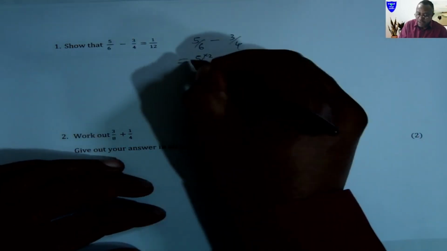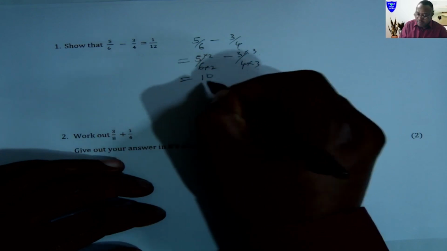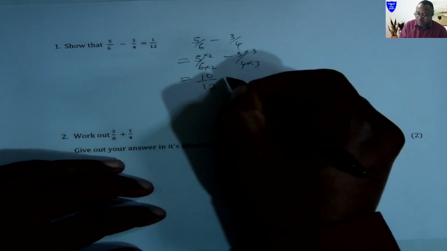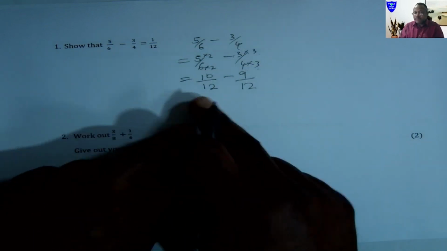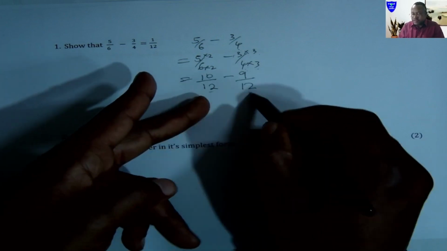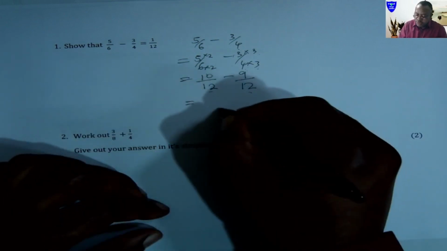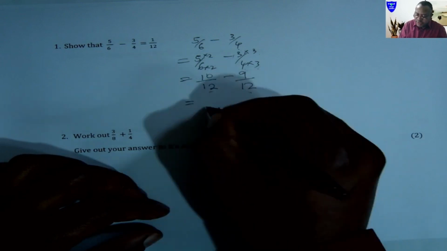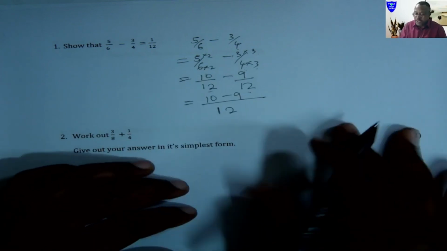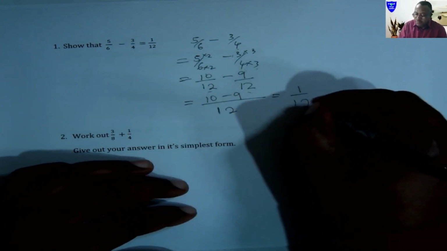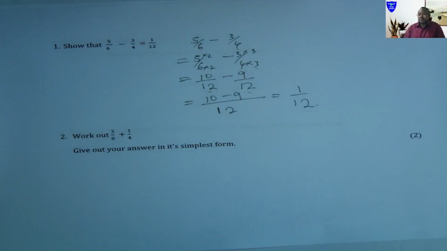Okay? So then I'll have 10 there, divided by 12, and this is 9 there, divided by 12. Now that I've got the same denominators there, I'm simply going to retain the denominator, draw a line, and then subtract 9 from 10, which is going to give me 1 out of 12. That is method number 1.